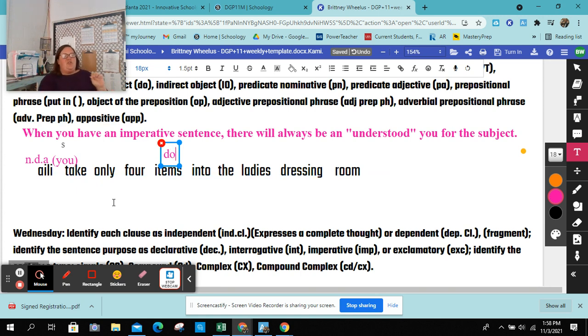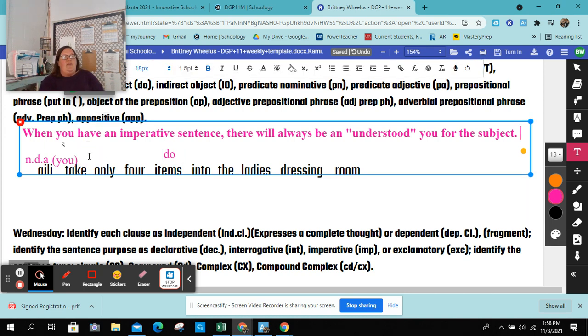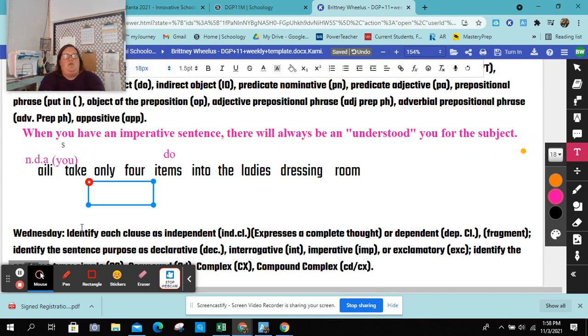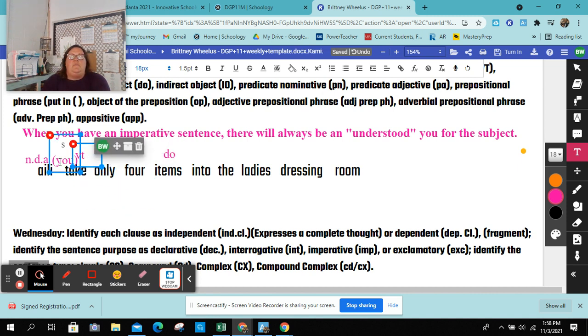If we have a direct object, our verb will always be transitive. What is the abbreviation for a transitive verb? What if we don't have a direct object? VI. Okay. What verbs are always intransitive? Linking verbs.